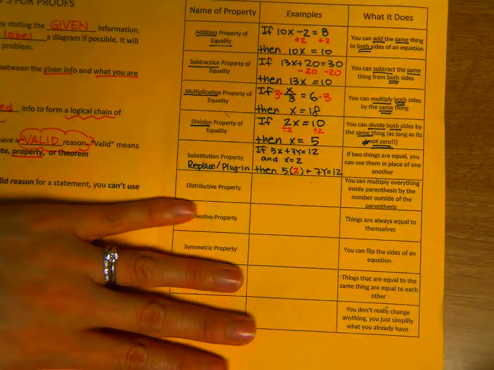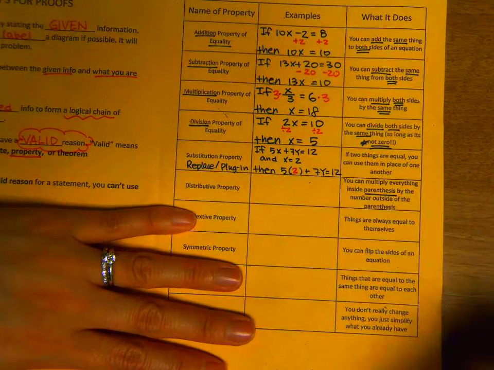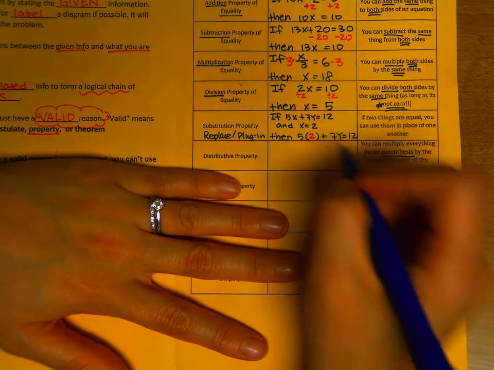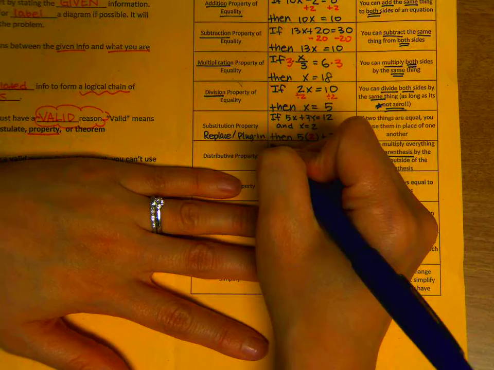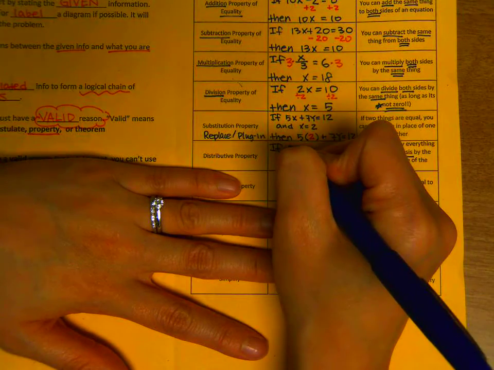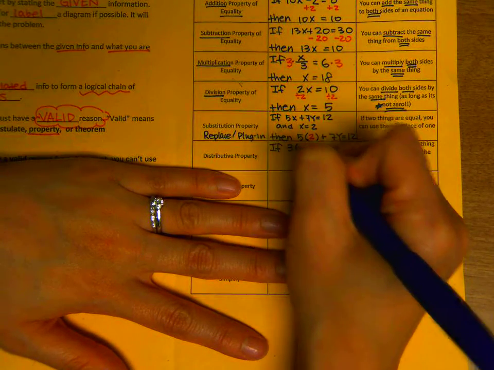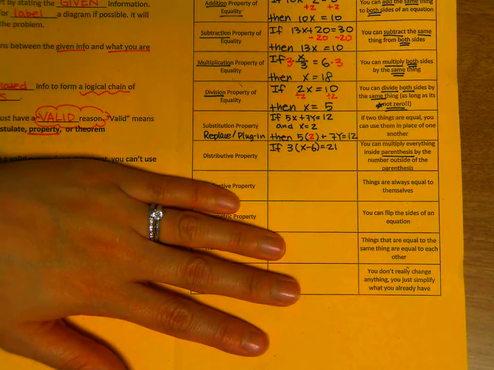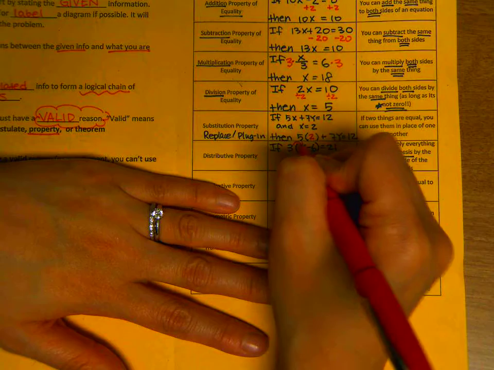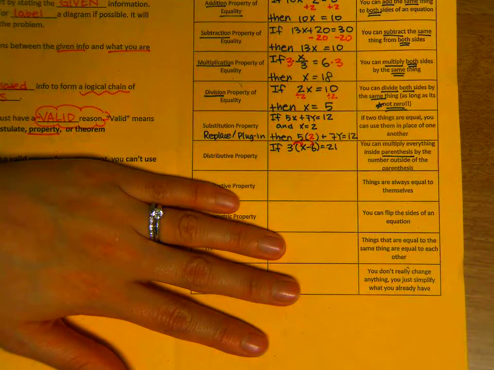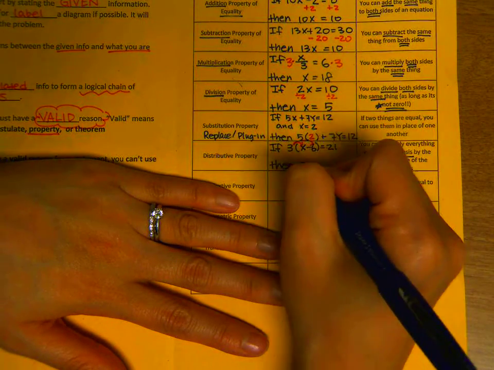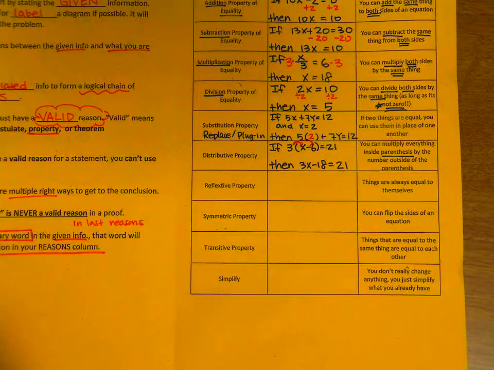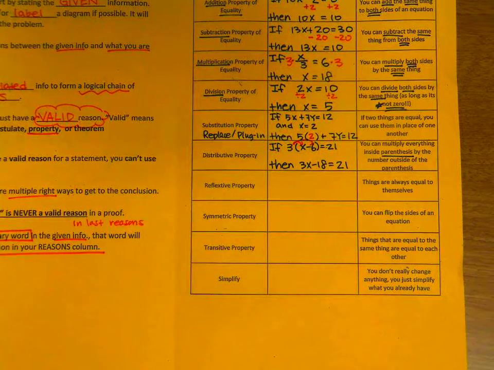Distributive property. I know a lot of times we use the distributive property with parentheses. Here is an example. If 3 times (x minus 6) is equal to 21, what we're going to do is multiply 3 by each term inside the parentheses. So then 3x minus 18 is equal to 21. We just remove the parentheses.